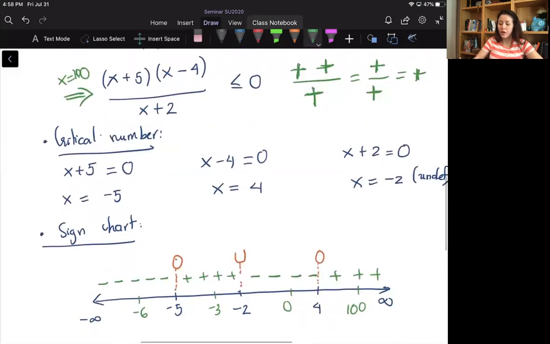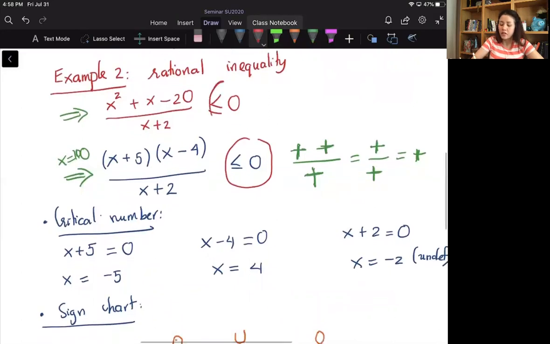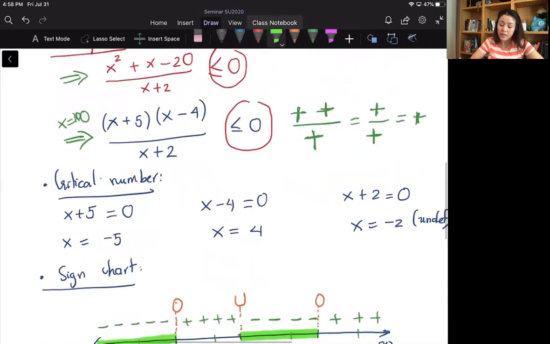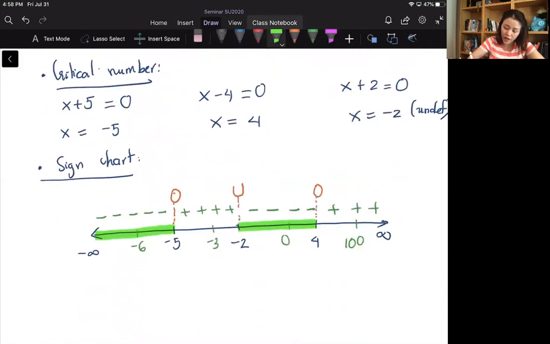Okay. And again, we're looking for the region where this thing is what? Less than or equal to 0, right? So it is less than or equal to 0 at these regions right here, this one and this one, right? Am I allowed to include negative 5? Yes, because it's less than or equal to, right? So I'm allowed to include negative 5.